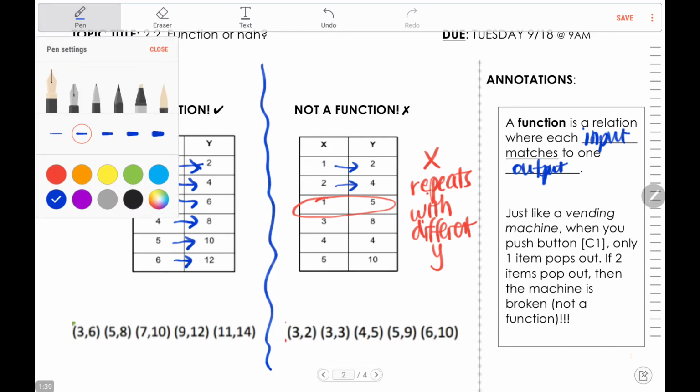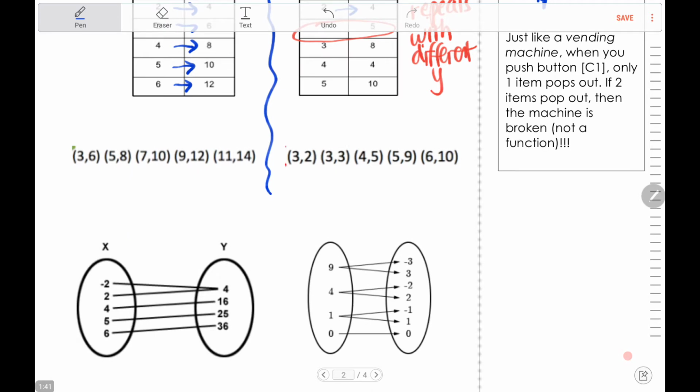Let's scroll down and look at coordinates. This coordinate here, let's go ahead and label all of these coordinates. The first number are all the inputs. X is 5 here, x is 7, x is 9, x is 11. And then we have the y values as the second number. Y is 10, y is 12, y is 14.